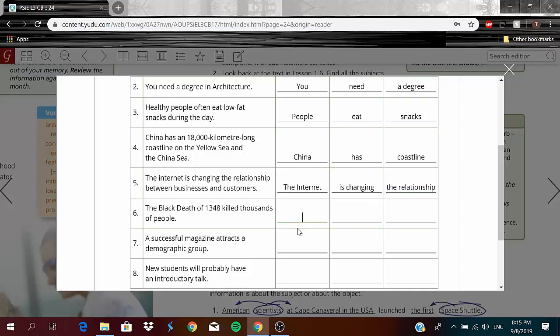The Black Death of 1348 killed thousands of people. So the Black Death is the subject. So the Black Death killed, right? And killed is obviously the verb. And finally, object will be people. And we have number 7.